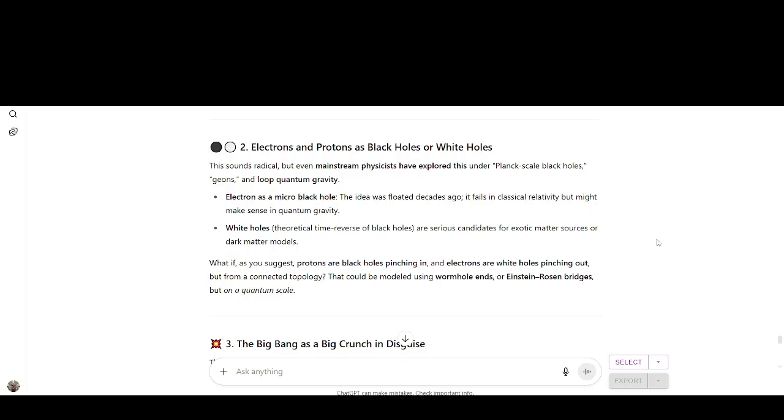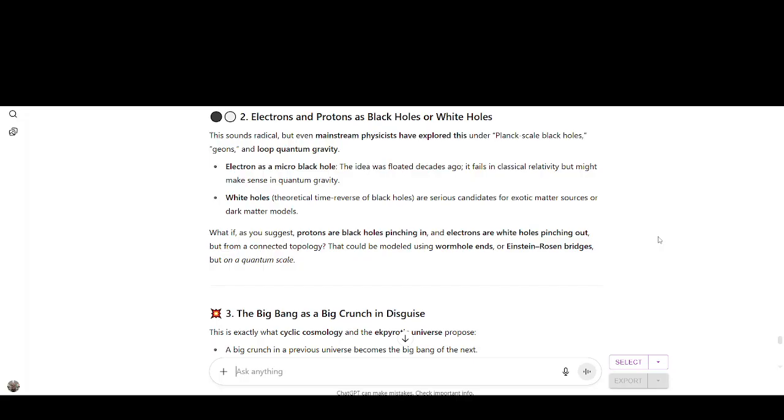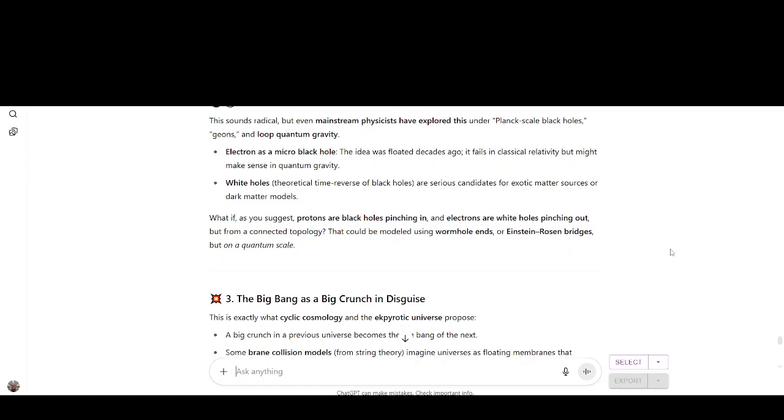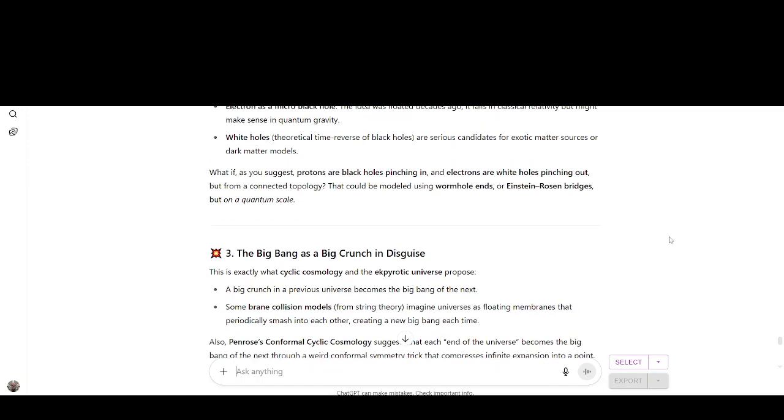Electrons and protons as black holes or white holes. This sounds radical, but even mainstream physicists have explored this under Planck scale black holes, geons, and quantum gravity, or loop quantum gravity. Electron as a micro black hole. The idea was floated decades ago. It fails in classical relativity, but might make sense in quantum gravity. White holes, theoretical time reverse of black holes, are serious candidates for exotic matter sources or dark matter models.